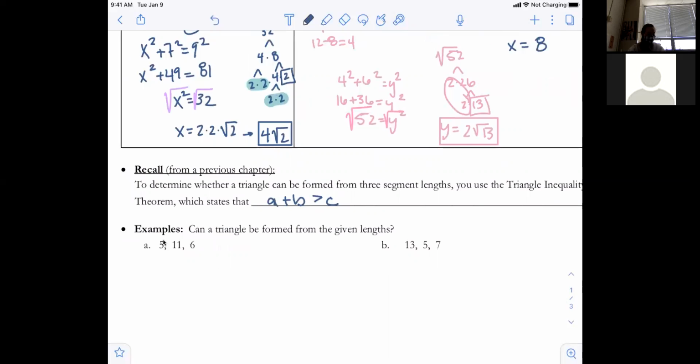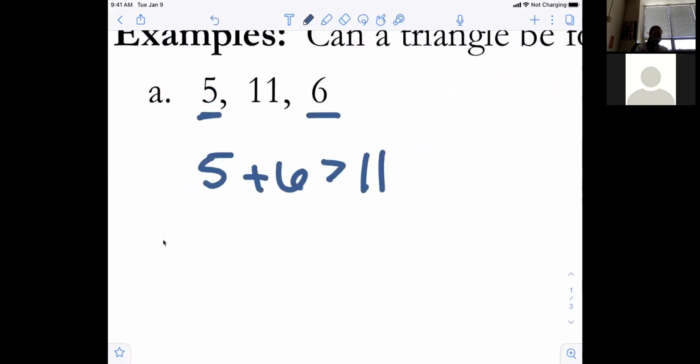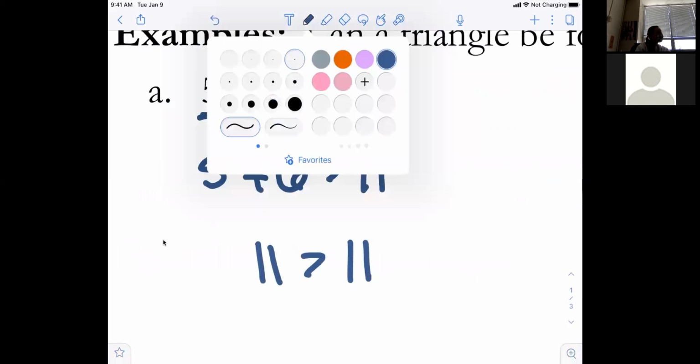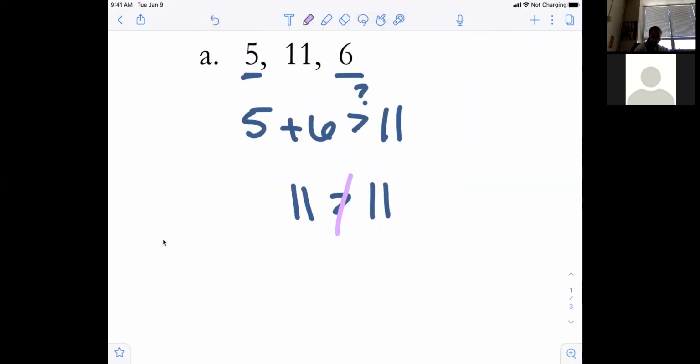Can a triangle be formed from the given lengths? I've got 5, 11, and 6. I only need to check the 2 smaller ones to see if they add up to be bigger than the third one. So I'm going to do 5 plus 6. Is 5 plus 6 greater than 11? 11, is that greater than 11? Nah. Can I form a triangle? No. Not a triangle.